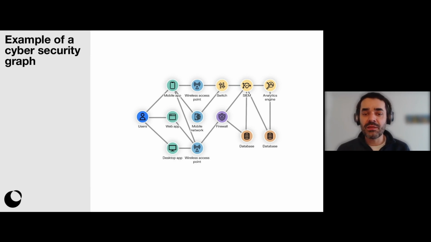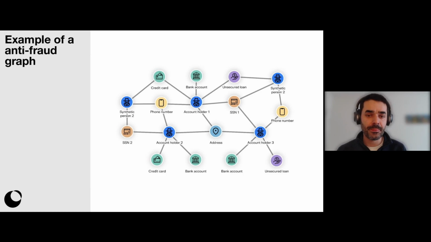These endpoints can be connected to wireless access points, mobile networks, and connected to switches, firewalls, databases, and more. And really, here, via the graph, we are able to express the data that can exist in cybersecurity. So that's one first example of modeling data as a graph in the cybersecurity domain.